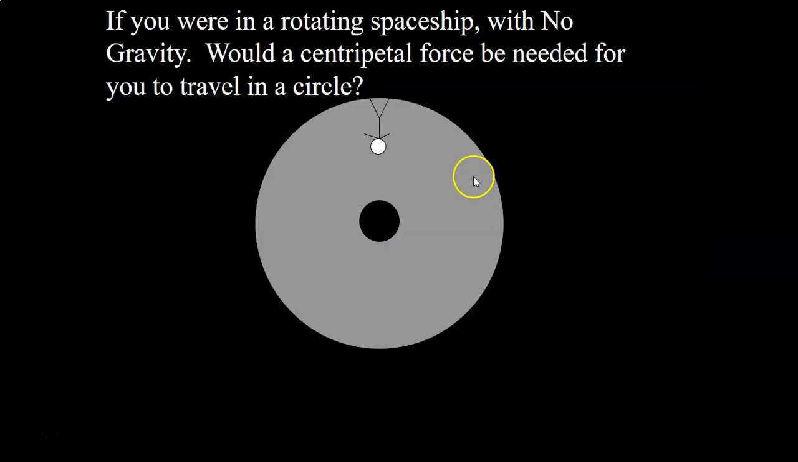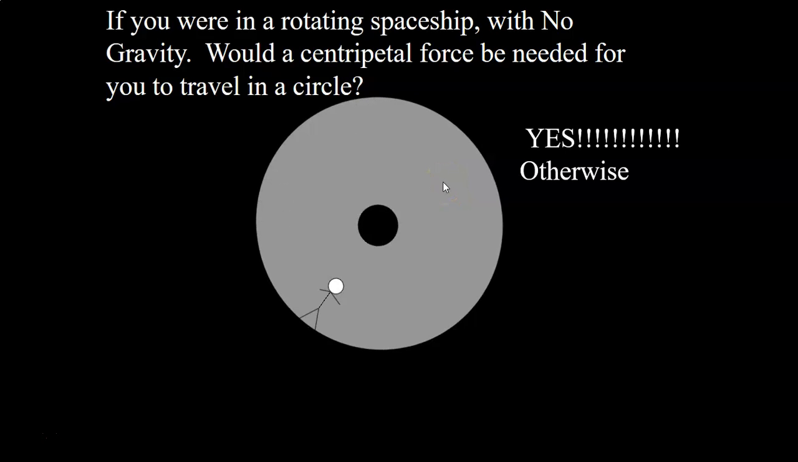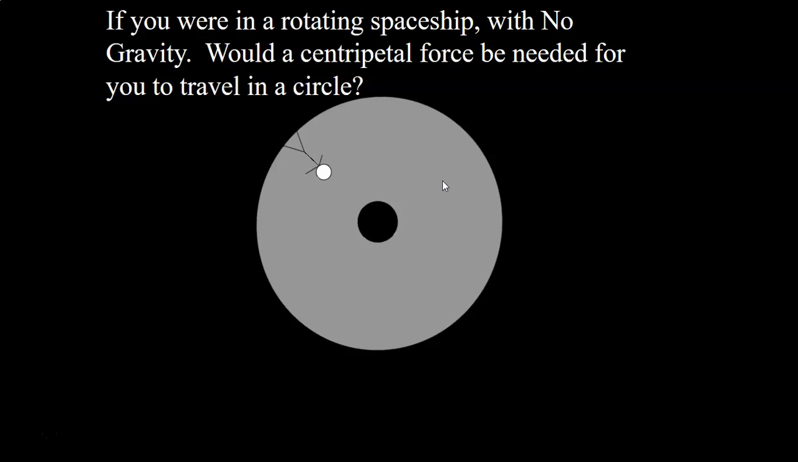So picture this is the inside of a spaceship, and this is space, and this is the floor, or whatever, the wall. Okay, and if you were in a rotating spaceship with no gravity, would you still need a centripetal force? Would you still need an inward force if there was no gravity? Sure you would. Otherwise, you'd just travel in a straight line. So what direction is that centripetal force? That centripetal force is always directed to the center of the circle.